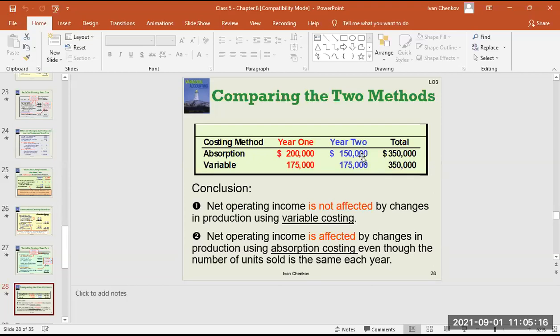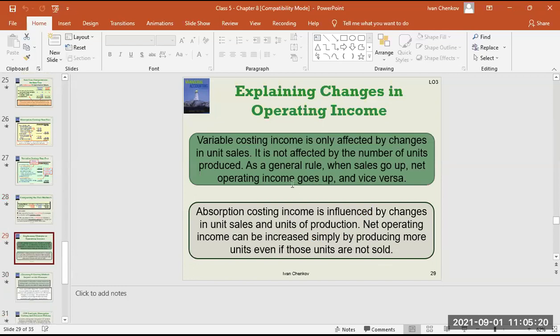Even though we're selling the same number of units, that creates a problem, and we're going to explain this one. Now, the variable costing is only affected by change in unit sales, not affected by the number of units produced. And as a general rule, when sales goes up, net operating income goes up, and vice versa. Absorption costing is influenced by the changes of units of sales and units of production.